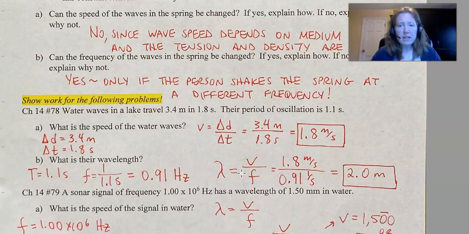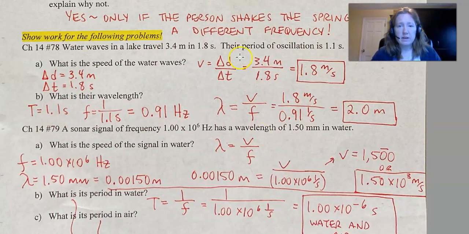And then the math part, this part was fine, the speed of the water waves. On part B, be careful because they gave you period, but in our formula, we have frequency. So you have to use the period to solve for the frequency. It's only a little bit different because 1 divided by 1.1 is 0.91. So then you should get 2. You should not be getting like 1.7, 1.6, 2 or 2.1.